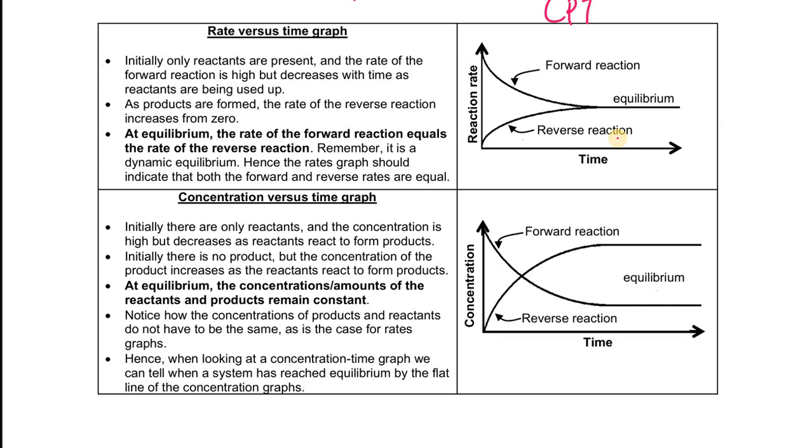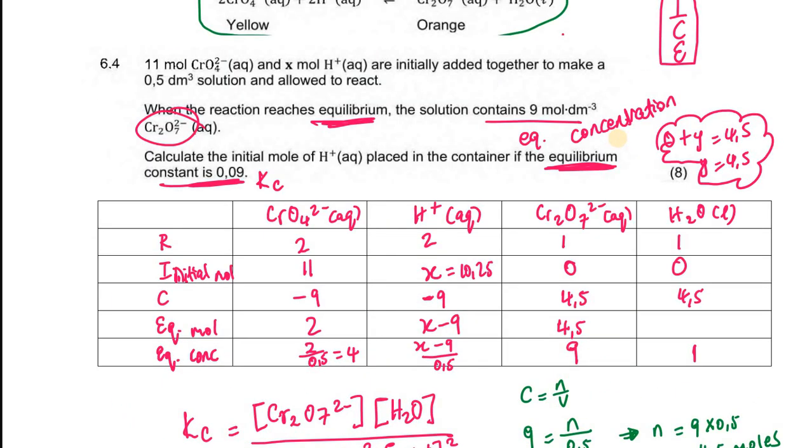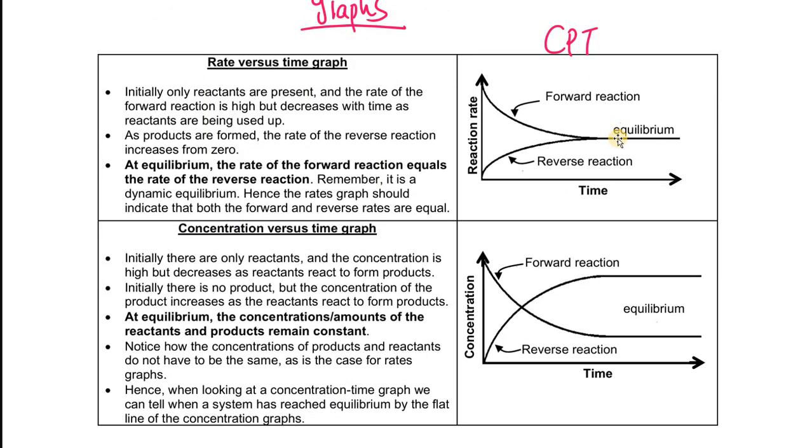That's why the reaction starts by not happening at all, because we put 0 for products, since the products are not there initially. That's what they're trying to tell you: initially it's only reactants that are present, and then the rate of the forward reaction is high, as you can see, because only reactants are present. The products are not present. That's why the rate is 0.